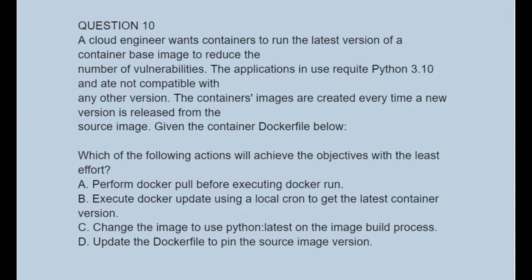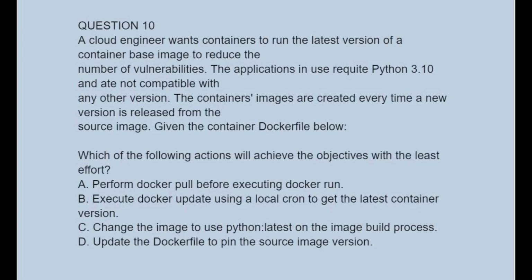Question is, a cloud engineer wants containers to run the latest version of a container-based image to reduce the number of vulnerabilities. The applications in use required Python 3.10 and are not compatible with any other version. The container images are created every time a new version is released from the source image. Given the container Dockerfile below, which of the following actions will achieve the objectives with the least effort?